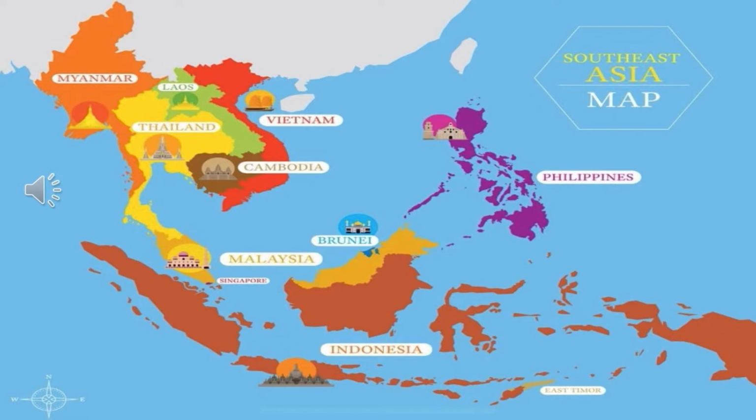The largest islands in Southeast Asia are New Guinea, which is shared by Indonesia and Papua New Guinea, and also Borneo, shared by Malaysia, Indonesia, and Brunei. Sumatra, Sulawesi, Java, Sumbawa, and Flores are the largest islands of Indonesia. And Luzon and Mindanao are the largest islands of the Philippines.